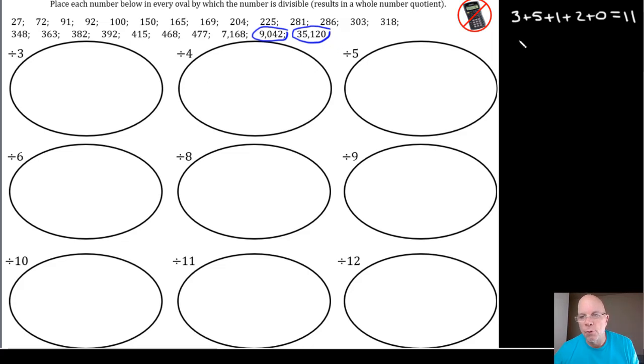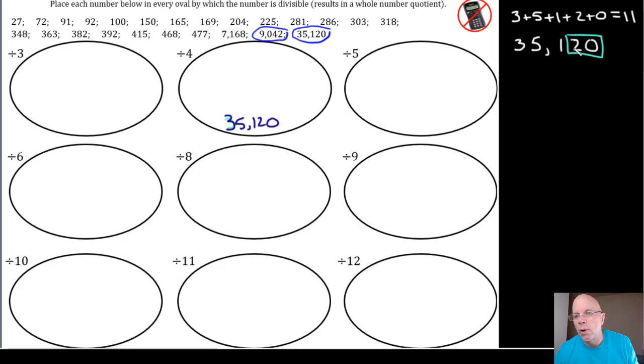To check divisibility by 4, write down the number 35,120, and you don't focus on the whole number. You focus on the number formed by the tens and ones digits. So you focus on just this number, the 20. And if 20 is divisible by 4, then the entire number is divisible by 4. Of course it is. So we'll place 35,120 in the ellipse for 4. Oops, I thought I clicked on that, but I didn't. 35,120 is divisible by 4.